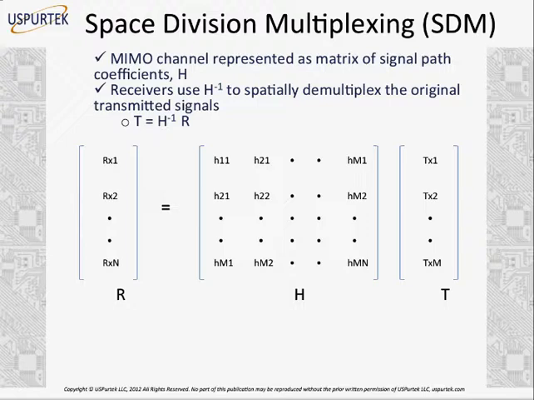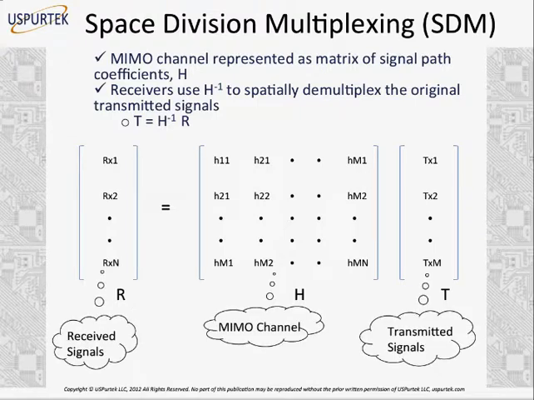This is a MIMO channel represented as a matrix of signal path coefficients. It's represented by H, and the equation is R equals H multiplied by T. T is the transmitted signals and R is the received signals.